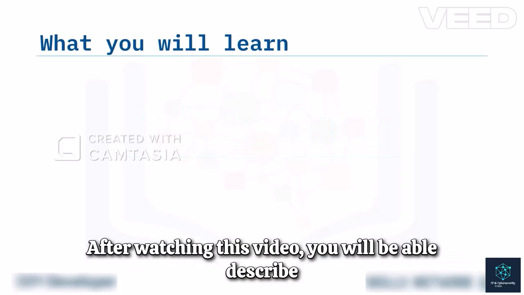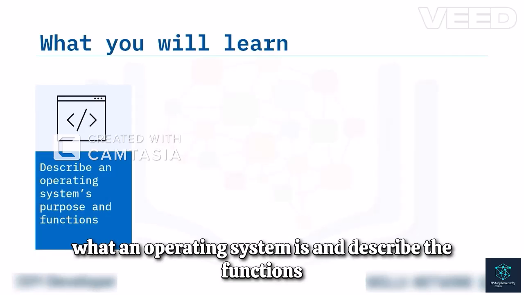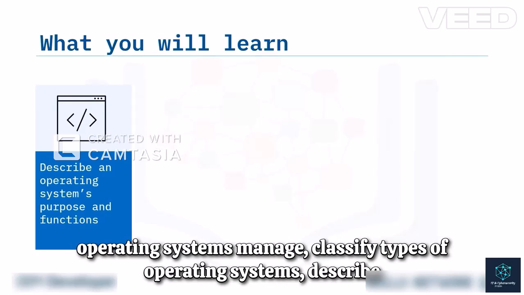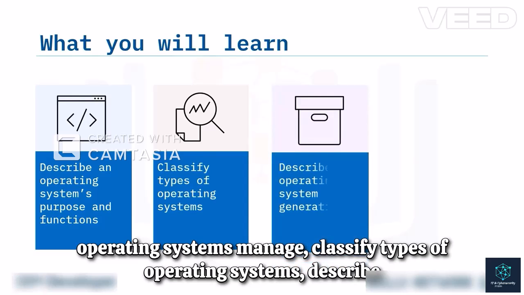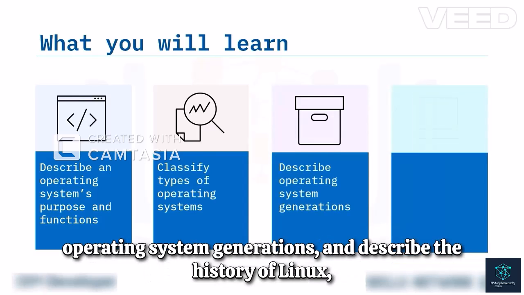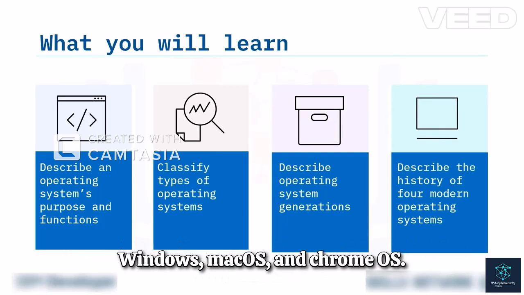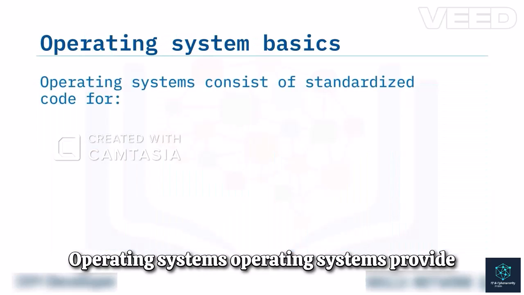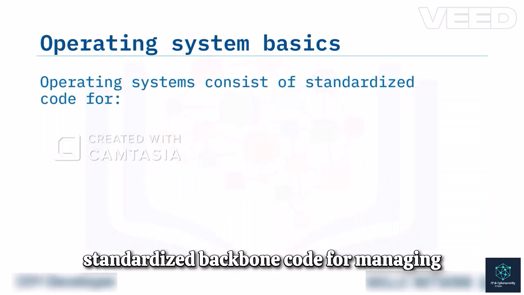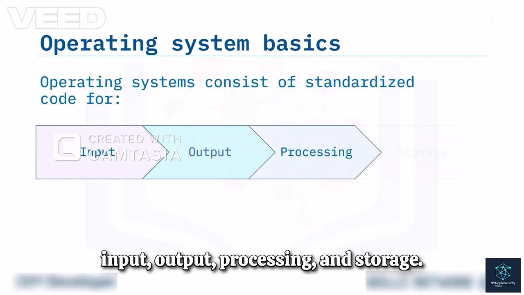After watching this video, you will be able to describe what an operating system is and describe the functions operating systems manage, classify types of operating systems, describe operating system generations, and describe the history of Linux, Windows, macOS, and Chrome OS operating systems. Operating systems provide standardized backbone code for managing input, output, processing, and storage.